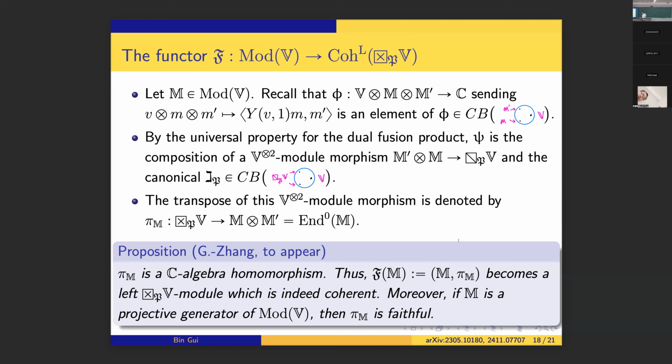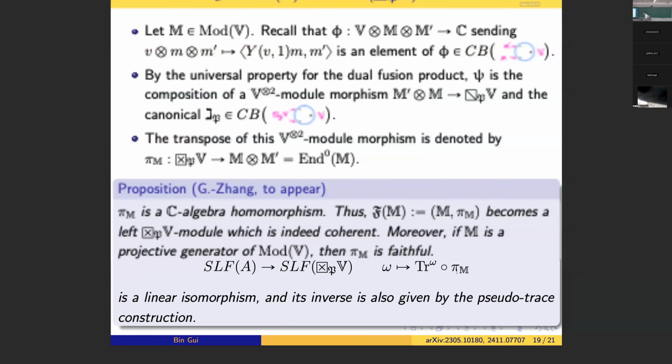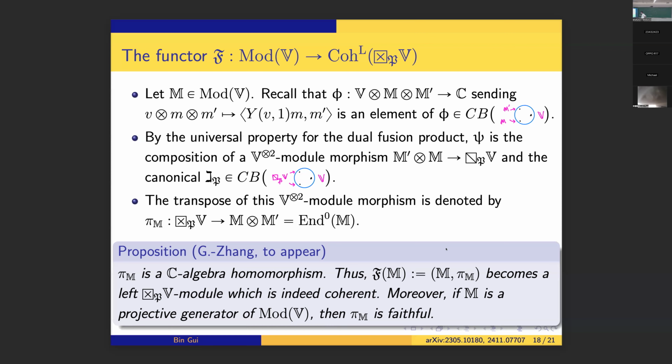If you take the transpose, or more precisely the graded transpose, you will get a linear map from the box tensor V to M tensor M prime, which is just the End_0 of M. It is clear that this transpose is also a V tensor V module morphism. This morphism is the map that I need in order to define the associative algebra module that corresponds to the VLA modules. More precisely, since M is a VLA module, we can show, in a future work, that this pi_M is not only a V tensor V module homomorphism. It is also an algebra homomorphism.